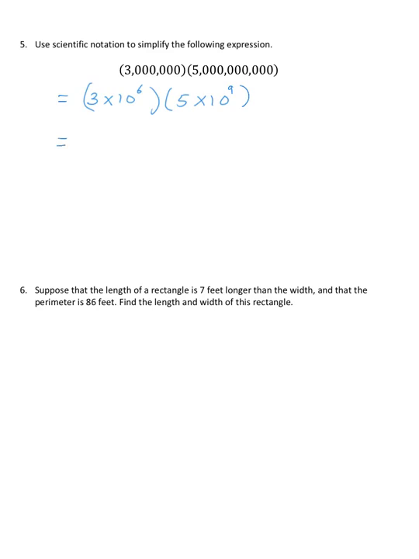When I multiply these, I'm going to multiply the 3 and the 5 because they're similar, as well as the 10 to the 6 and the 10 to the 9th. Here I can simply add those two exponents since the bases are the same. So I have 15, and then I have 10 to the 6 plus 9, which is also 15. The way we wrote this was 15 times 10 to the power of 15.